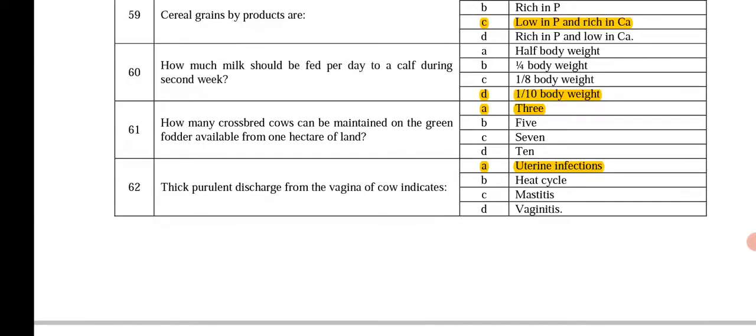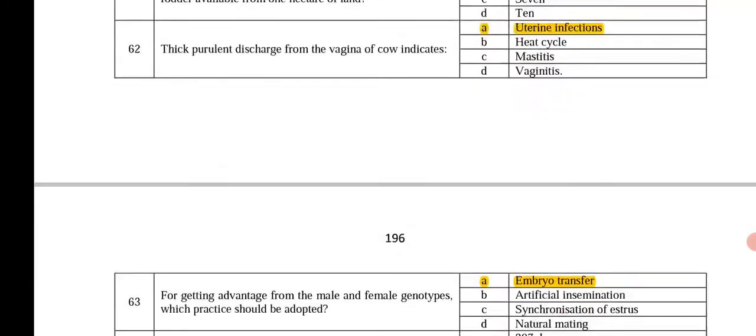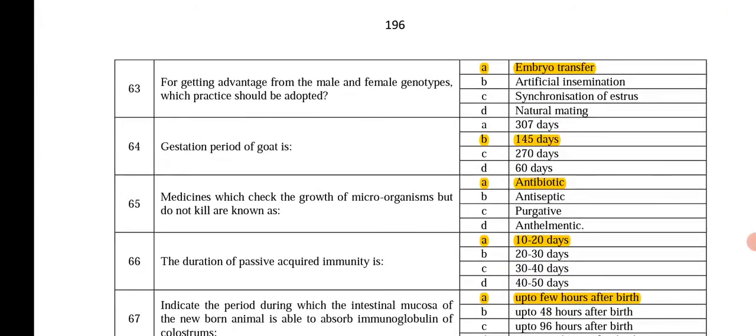How many crossbred cows can be maintained on the green fodder available from 1 hectare of land? 3. Thick purulent discharge from the vagina of a cow indicates uterine infection. For getting advantage from the male and female genotypes, which practice should be adopted? Embryo transfer. Gestation period of goat is 145 days.